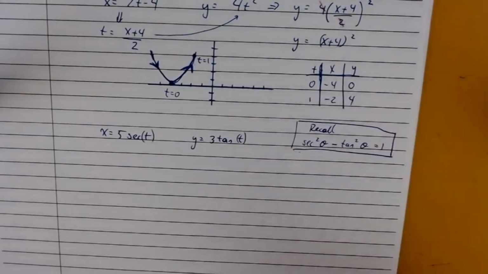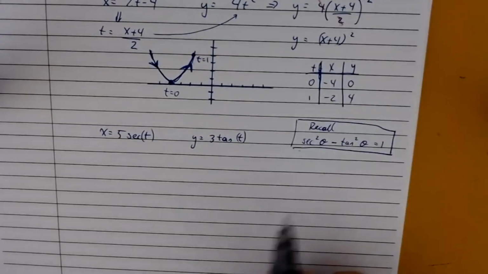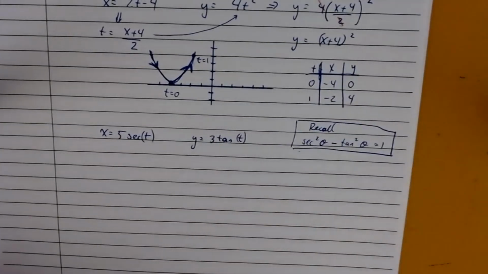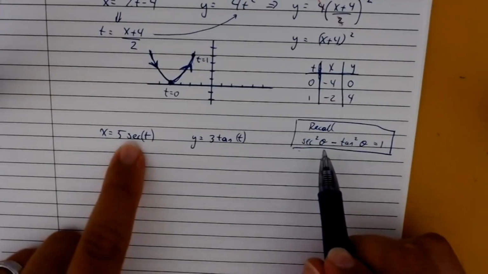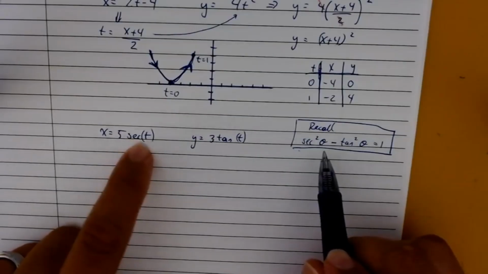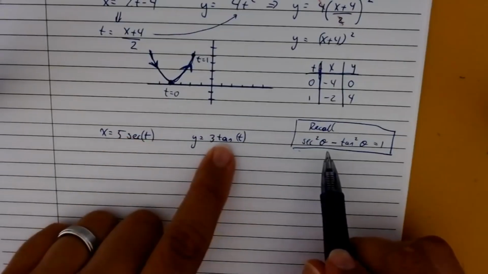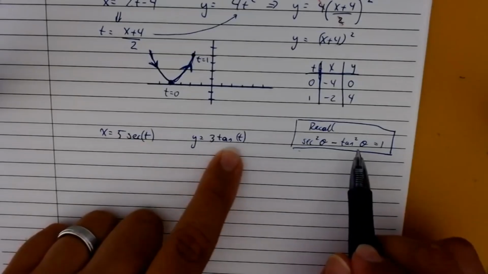So here, recall the other version of the Pythagorean identity. Secant squared of theta minus tangent squared of theta is equal to 1. So we're going to isolate secant of theta, or in this case secant of t, and try to square it. And same thing for this one, we're going to try to isolate tangent of t and then square it.